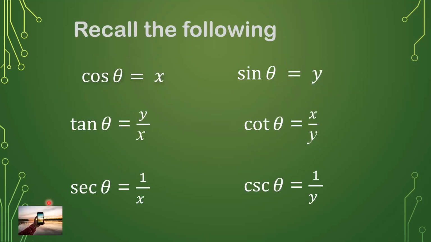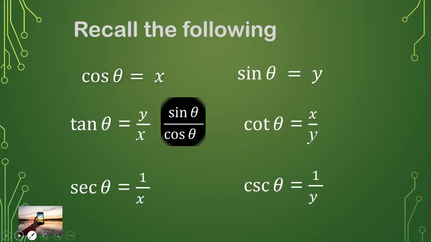By the way, every time we see this icon, that means this slide is very important and you can take a screenshot of this to include in your e-notes. So cosine theta is equal to x, sine theta is equal to y from our previous discussions. Tangent theta is y over x, cotangent theta is x over y, they are reciprocals. Secant theta is the reciprocal of cosine, so it's 1 over x. Cosecant theta is the reciprocal of sine, so it's 1 over y.